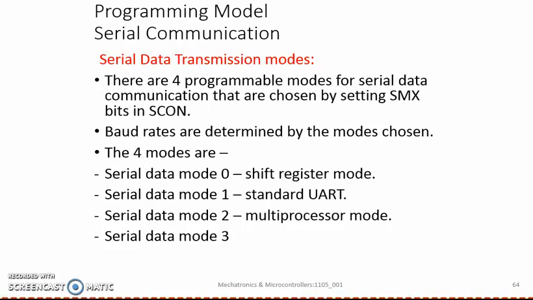There are four serial data transmission modes. Baud rates are determined in the respective modes. The four modes are serial data mode 0, the shift register mode; mode 1, the standard UART mode; mode 2, the multiprocessor mode; and mode 3.